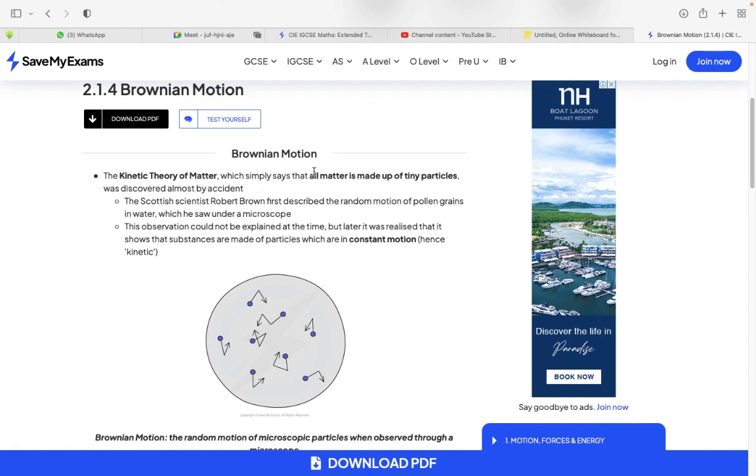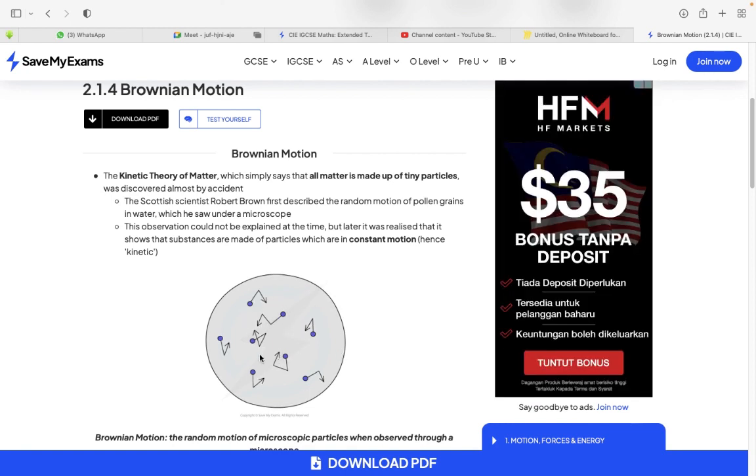Okay, so Brownian motion. First of all, like we already explained, molecules move randomly, zigzag, hit themselves, and hit the walls of the container. Now, this one is very evident. According to Robert Brown, in the experiment carried out using pollen grains in water, he saw under a microscope the movement of the pollen in water, how they hit themselves and hit the walls, and move randomly. So he was able to view this.